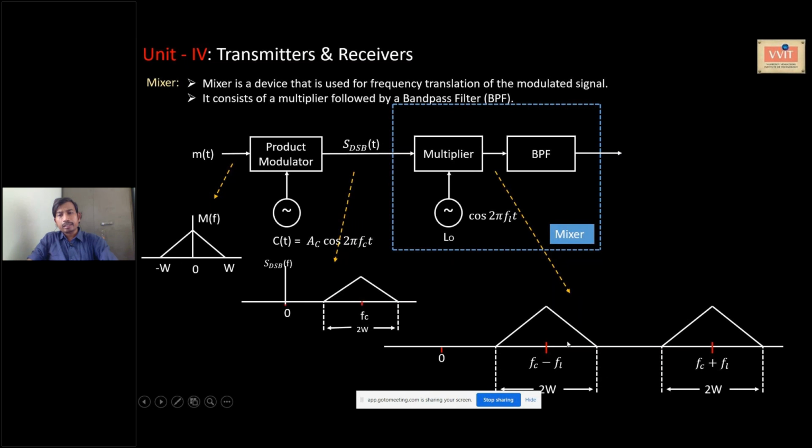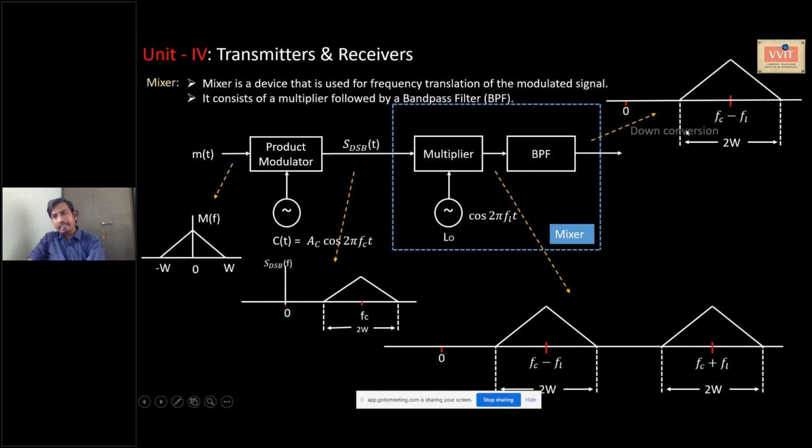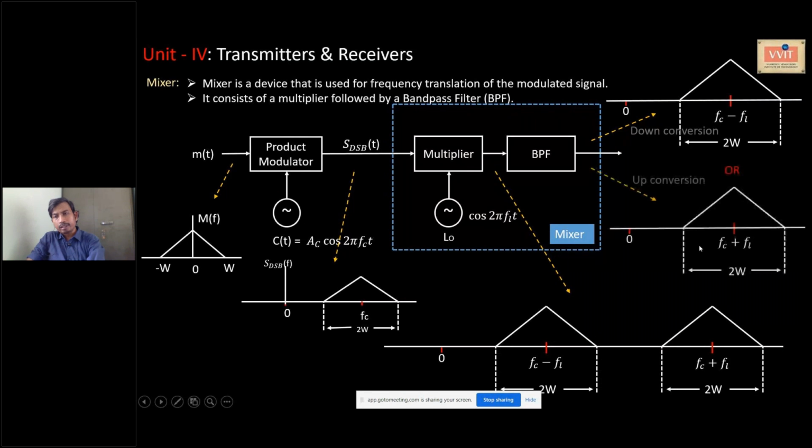One is centered at Fc minus Fl, another is centered at Fc plus Fl. Now this depends on the value of your local oscillator. This is called the local oscillator. This is different from your carrier frequency or crystal oscillator or carrier. Now this local oscillator frequency Fl can be either greater than Fc or less than Fc. In this particular case, Fc is greater than Fl, so we have this. Now the band pass filter keeps either this or this. So either it retains Fc minus Fl, which is called down conversion, or it retains Fc plus Fl, discarding the other, which is called up conversion.